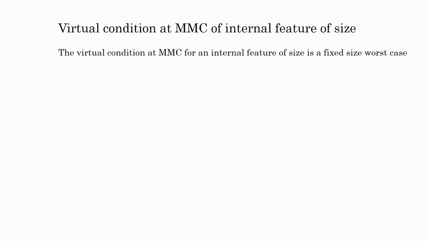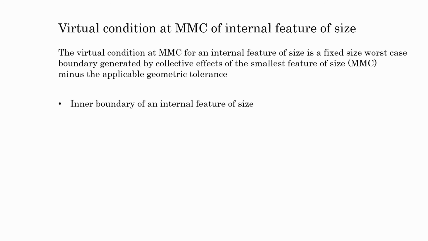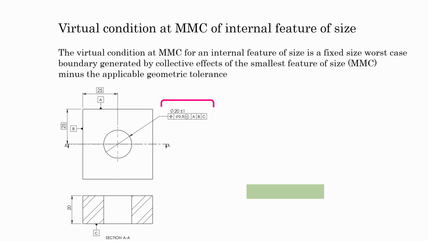Now let's understand these both conditions for an internal feature of size. The virtual condition at MMC for an internal feature of size is a worst case boundary generated by the collective effect of the smallest feature size, MMC, minus the applicable geometric tolerance. So this is the same as the inner boundary of an internal feature of size, but with an MMC modifier. So in this example, as this hole size is 20 plus or minus 1 mm, defined at position tolerance 0.5 mm at MMC, there is an MMC modifier.